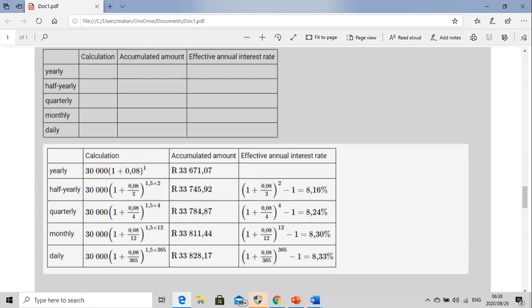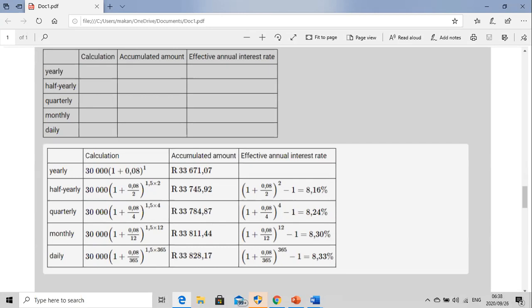And you will see very interestingly that in the beginning there, the accumulated amount, if you take a year, then you will have R33,671.07. And that will be the accumulated amount, also known as the accrued amount. And you can also look at that half yearly. If you calculate that half yearly, you are going to divide your 8% by 2 because it's done half yearly.